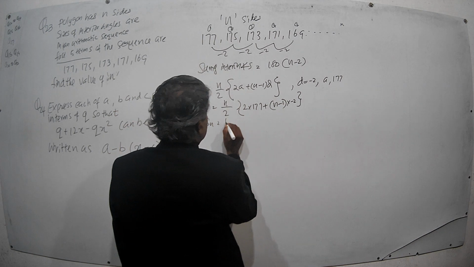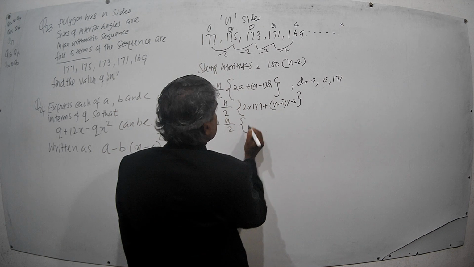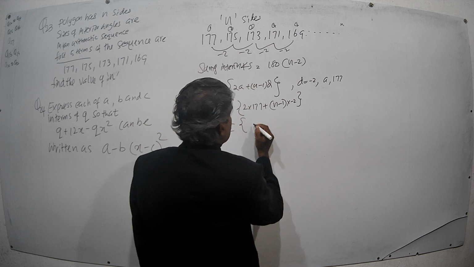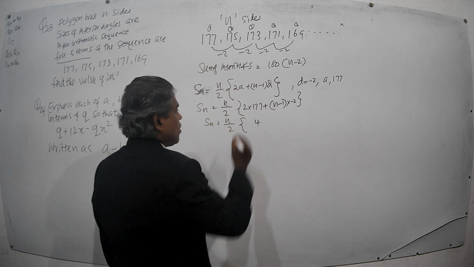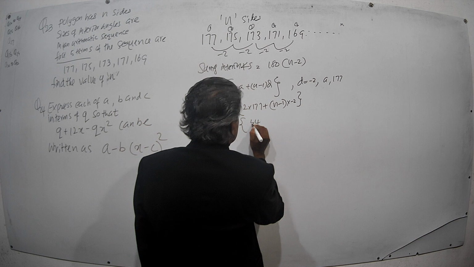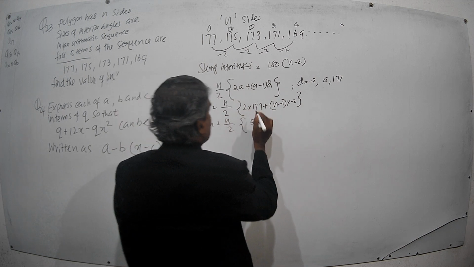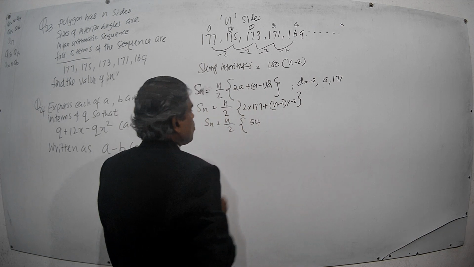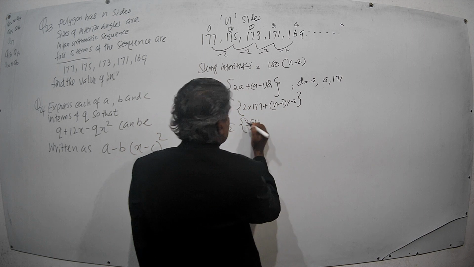Sn equals n over 2. This is 2 times 2 times 7 is 14. 1 is left. 2 times 7 is 14. Plus 1 is 15. 1 is left. 4 times 1, 2 times 1 is 2, plus that left one is 354.